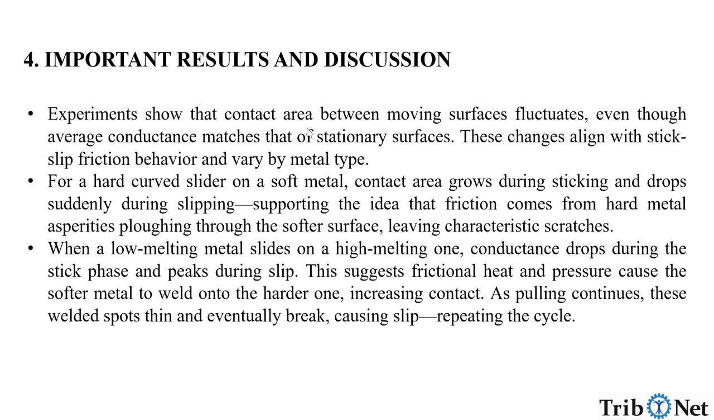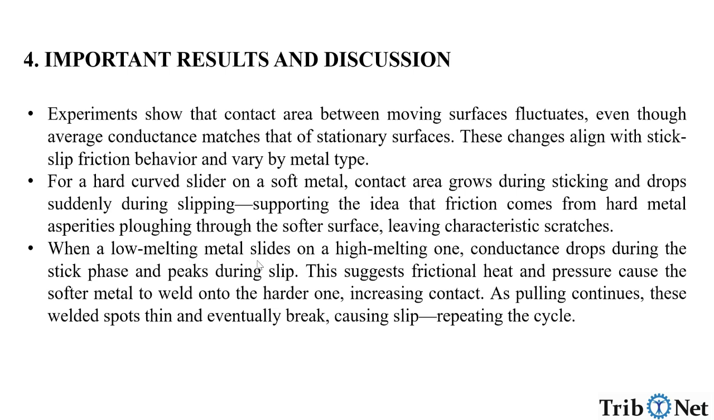Experiments showing the contact area between moving surfaces fluctuates. Even though average conductance matches that of the stationary surfaces, these changes align with the stick-slip friction behavior and vary by metal type. For a hard curved surface sliding on a soft metal, contact area grows during the sticking and drops suddenly during the slipping, supporting the idea that the friction comes from the harder metal asperities plowing through a softer surface, leaving characteristic scratches.